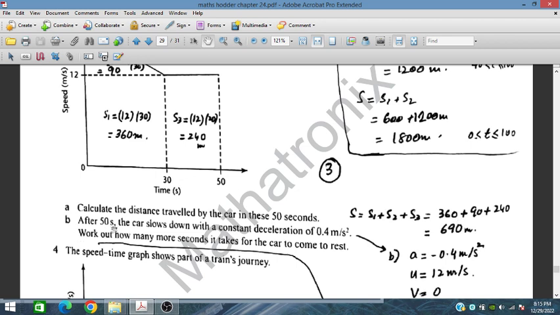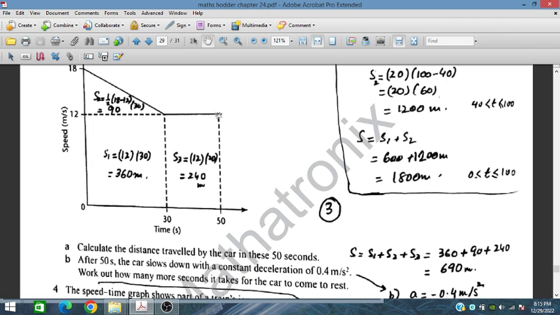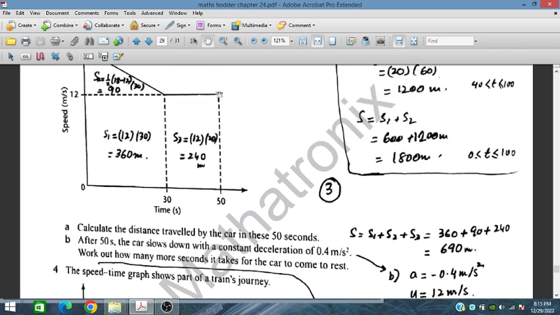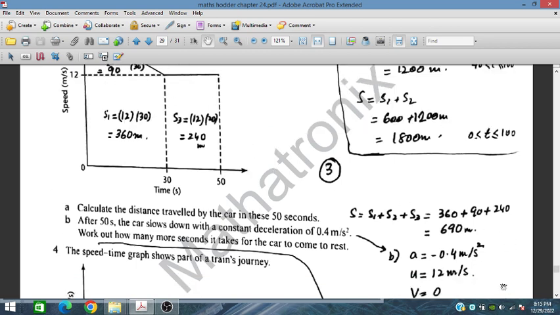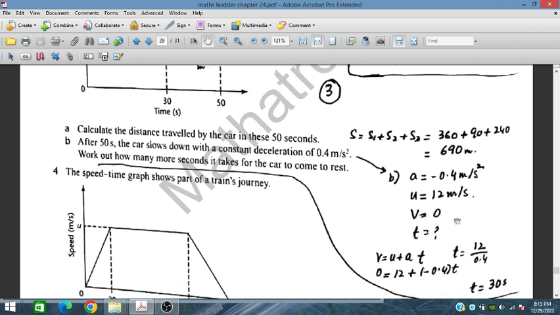In part B, after 50 seconds, the car slowed down with a constant deceleration. The constant deceleration is minus 0.4, and u is 12 meters per second. At this time, the velocity was 12 meters per second. And the final velocity, because it takes time like this, was 0, and we need the time taken to reach 0 speed.